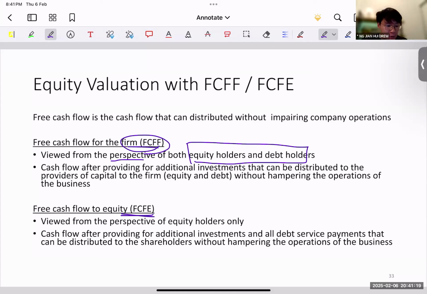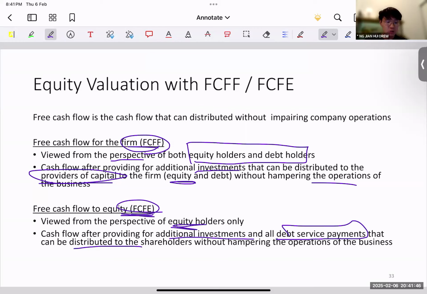So as cash flow after providing additional investments that can be distributed to the providers of capital, which is the debt and equity, without hampering the operations of the business. Now, in terms of the FCFE, that's where we just want to look at the perspective of equity holders. It means the cash flow after providing additional investment and all debt service payments that can be distributed to the shareholders. So this is only to the shareholders. And you need to consider all the debt service payments, right? And we'll see this in just a little bit, how this plays out.